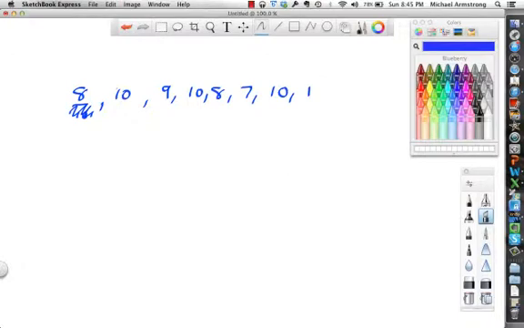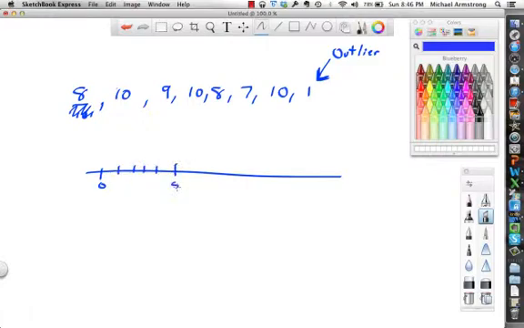Okay, this 1 sort of throws off our numbers. It doesn't completely throw off our numbers, but it kind of does. It's sort of an outlier. It's a long way away from the data. If we have a number line here and we have 0, 1, 2, 3, 4, 5, 6, 7, 8, 9, 10, and we put all of our numbers in here, we've got 1, 7, we have 2 8s, we have a 9, we have 3 tens.